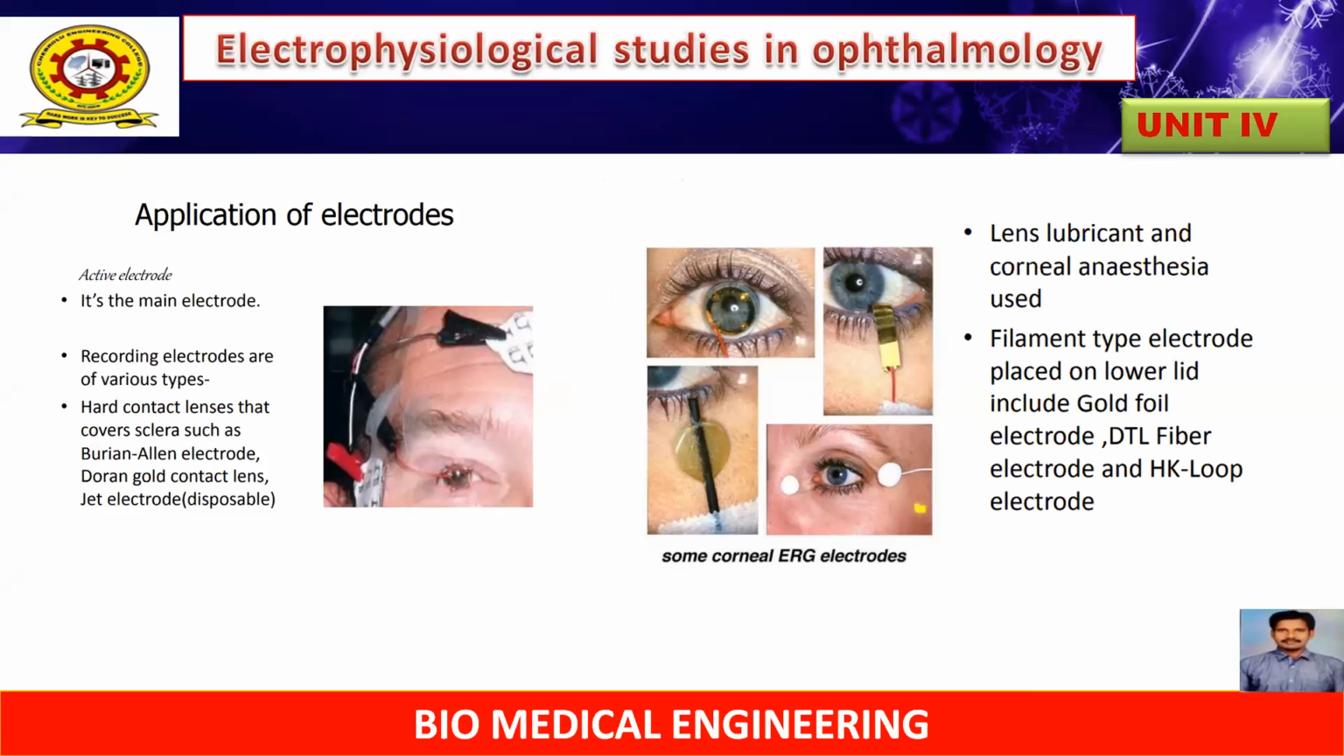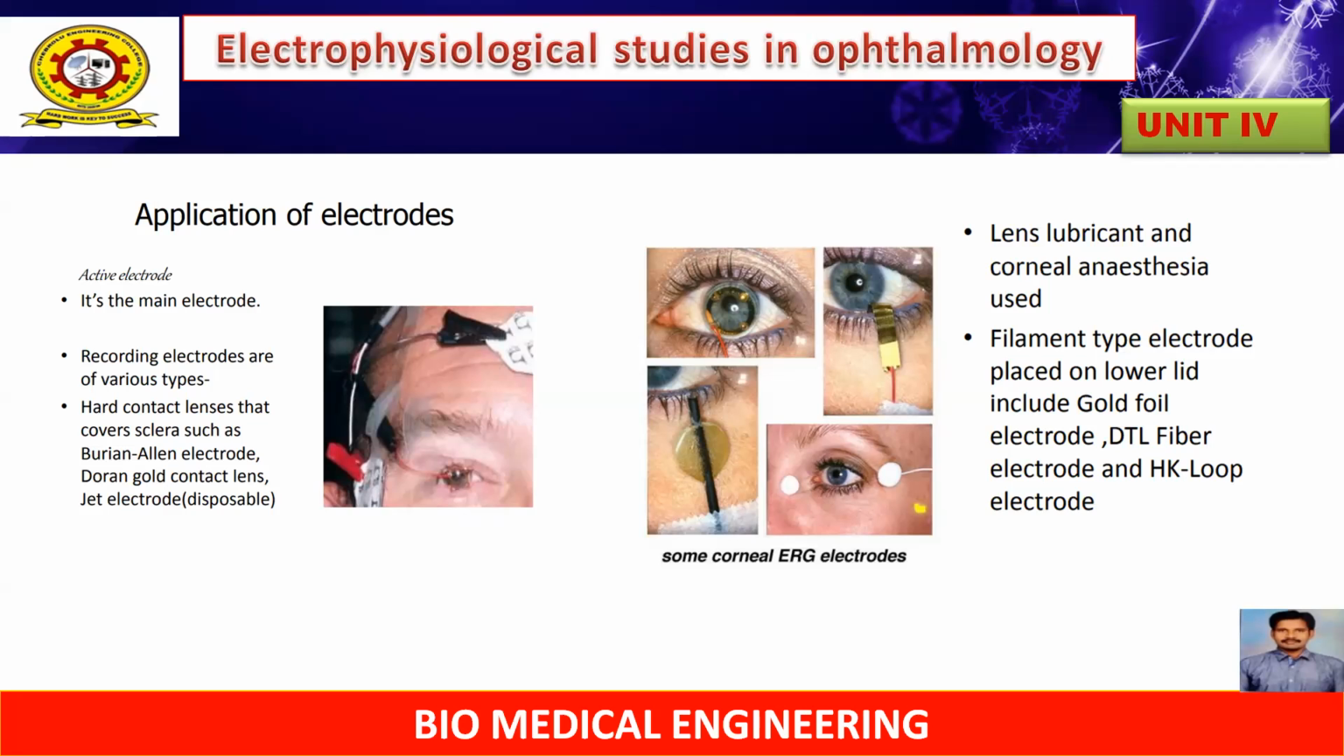So how are these electrodes applicable for the ERG test? Here I have shown some active electrodes. So number one is the active electrode, where the active electrodes are placed as shown in the picture. These active electrodes are used for recording the particular biopotentials of the resultant electrode.